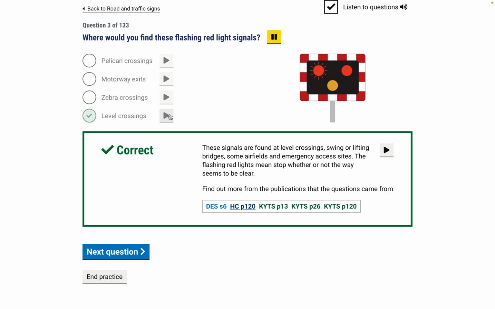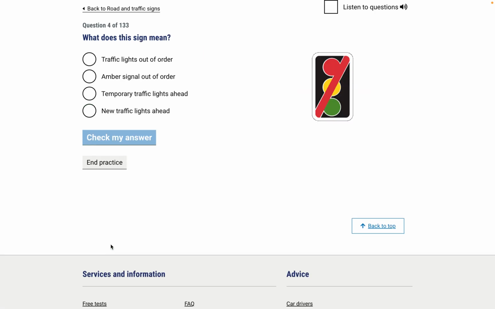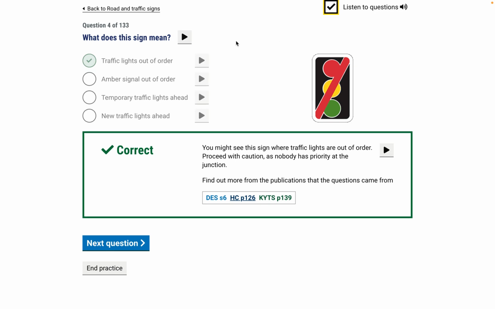Where would you find these flashing red light signals? Level crossings. What does this sign mean? Traffic lights out of order.